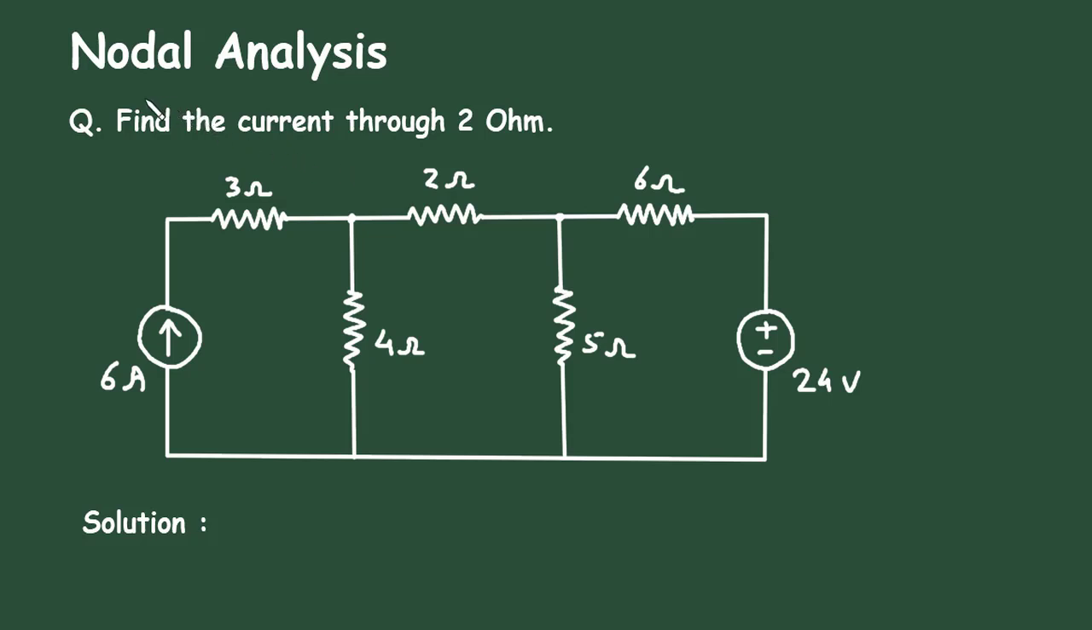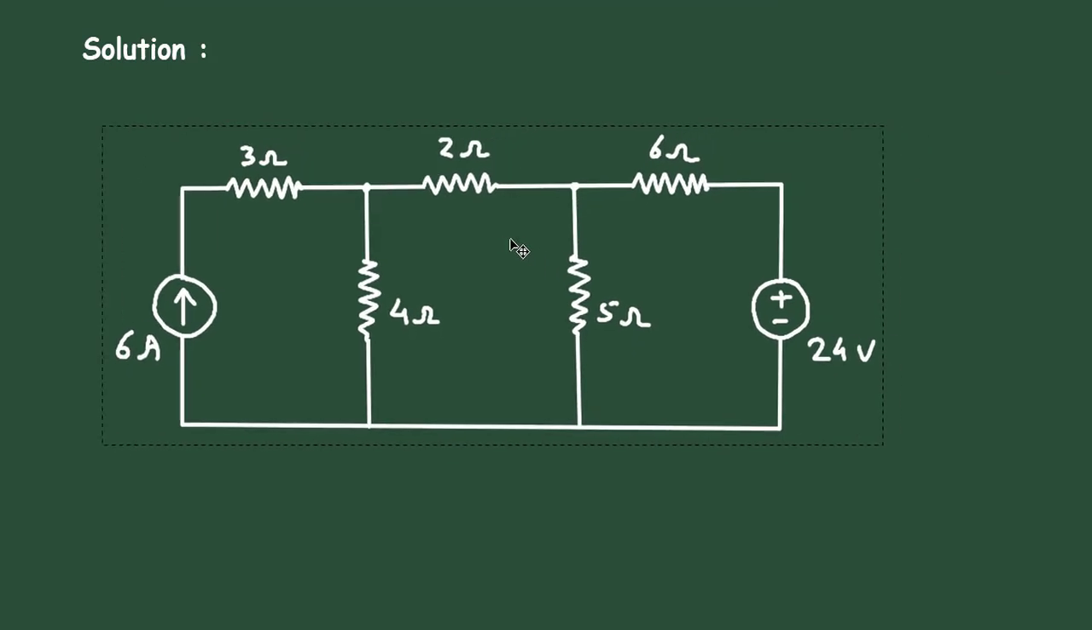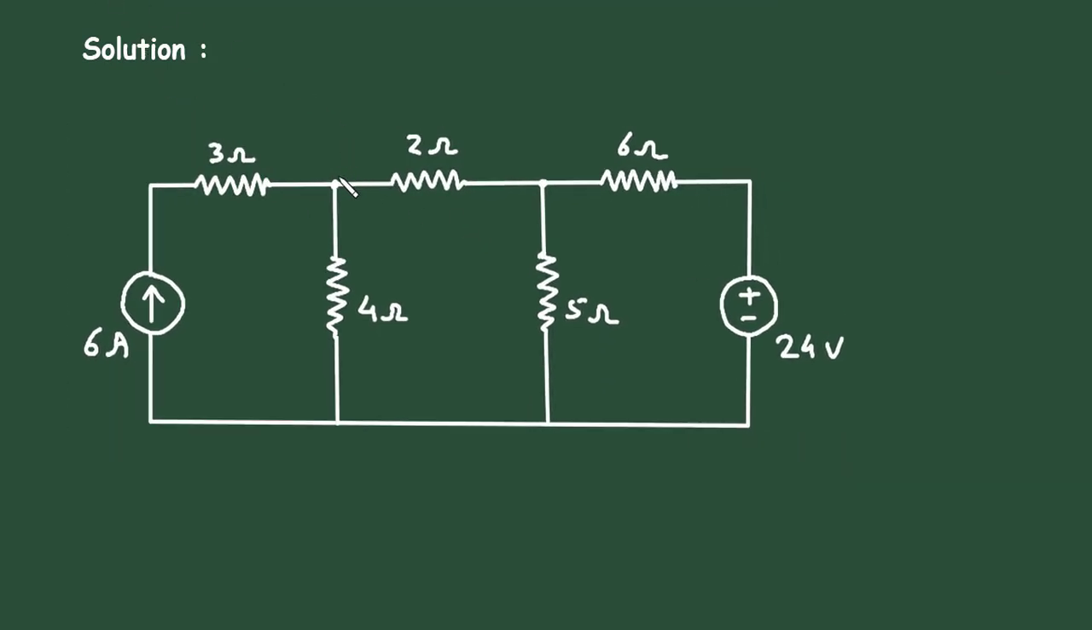Nodal analysis. Question: find the current through 2 ohm resistance. Here in this circuit, we have to find the current through this 2 ohm resistance by using nodal analysis. Solution: first of all, let's assume this is node A and this is node B. This node voltage is VA and this node voltage is VB. And let's assume this is a reference node or ground node with 0 voltage.